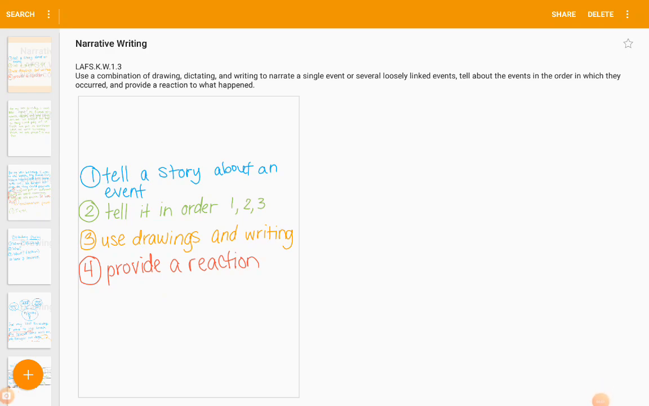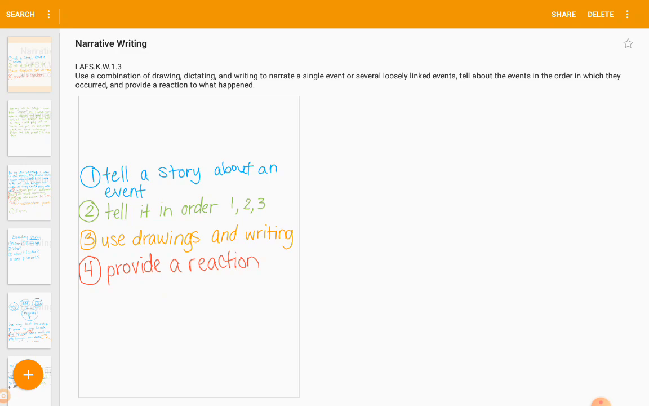Welcome back to day 3 of narrative writing. We are continuing to cover standard W 1.3. Use a combination of drawing, dictating, and writing to narrate a single event or several loosely linked events. Tell about the events in the order in which they occurred and provide a reaction to what happened.